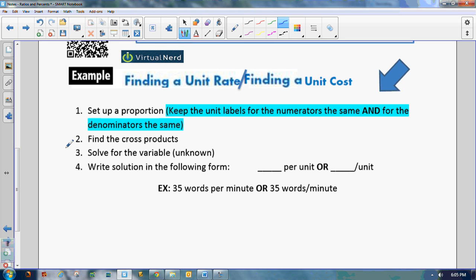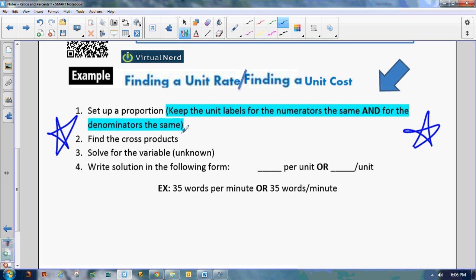How do we do this? I would definitely star this, put arrows. We got an arrow here, drawing your attention to it. These are our 4 main steps on how to find a unit rate or unit cost. We're going to set up a proportion. When we do this, we want to make sure that we keep the unit labels for the numerators the same and then for the denominators the same.